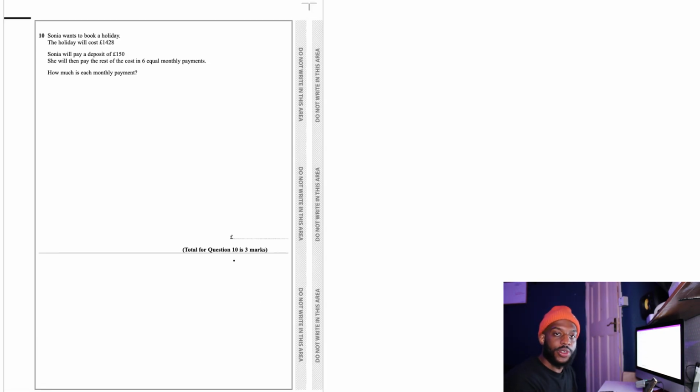Now we have a problem solving question. So Sonia wants to book a holiday. The holiday will cost 1428. She pays a deposit of 150 and will pay the rest in 6 equal monthly payments. And how much will each monthly payment be? So first we need to minus that deposit from the cost of the holiday. 150. And that's going to give us 1278.